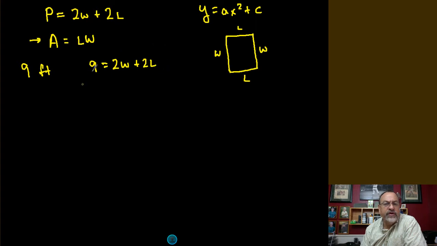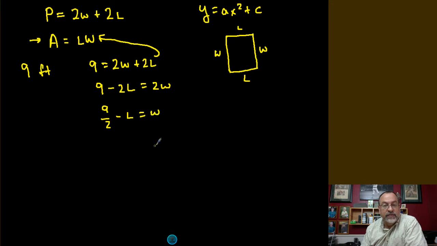Now again, this is an equation that I can solve for W or for L, which would then create something that I could substitute into this expression, giving me a length times a width, which is going to create the quadratic. So let's just solve this for W. So 9 minus 2L is going to equal 2W, and then dividing both sides by 2, 9 halves minus L is going to be equal to W. And again, now that I know what W is, I can substitute it into my expression.